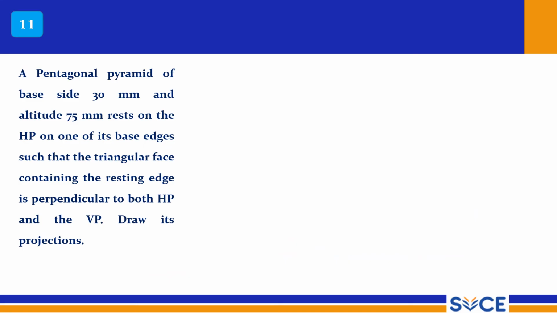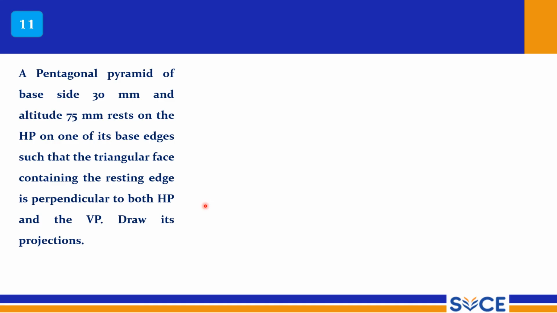11th problem: a pentagonal pyramid of base side 30 mm and altitude, which is nothing but the height, 75 mm, rests on the HP on one of its base edges such that the triangular face containing the resting edge is perpendicular to both HP and VP. The triangular face containing the resting edge is perpendicular to both HP and VP.